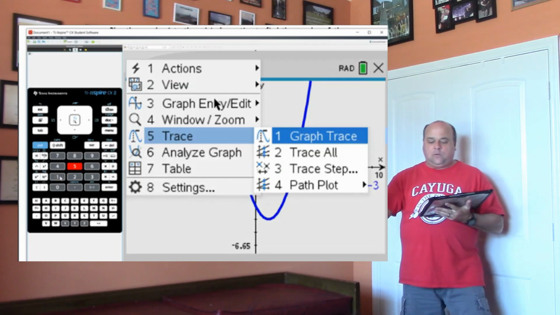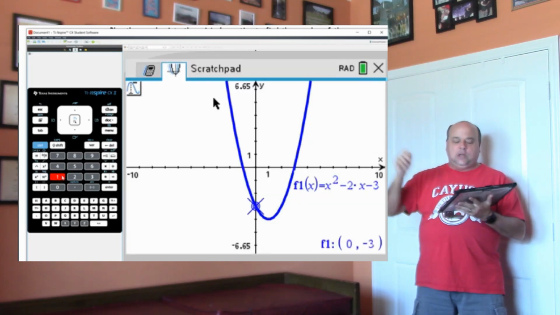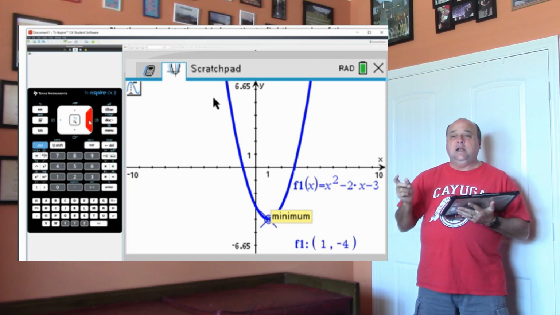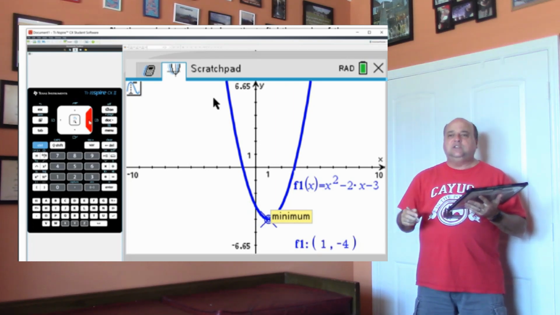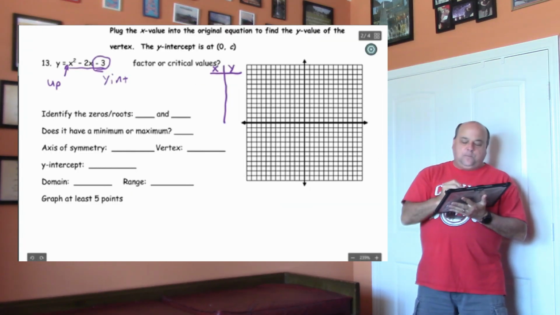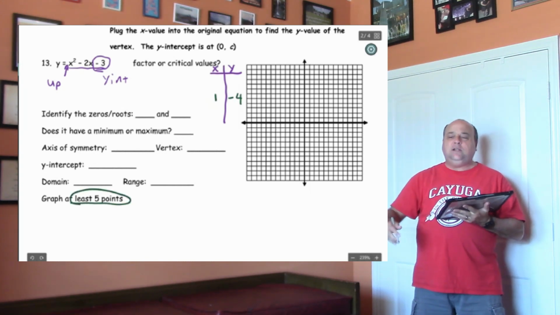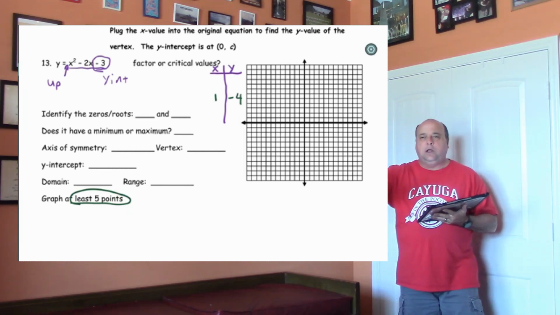Now then I'm going to hit the right arrow button. Did I hit the 1? Nope. I'm going to hit the right arrow button until I get to the bottom. And it will say minimum on it. It says minimum because it's the bottom, and the vertex is 1, -4. So I'm going to go back to my paper, and I'm going to put 1, -4 in the middle of my T-chart. And remember, it says graph at least 5 points. We're going to graph the vertex, the 2 dots above it, and the 2 dots below it.